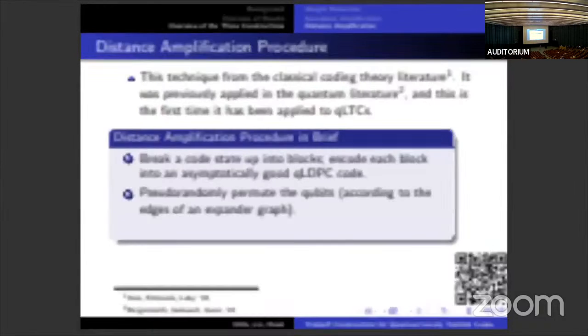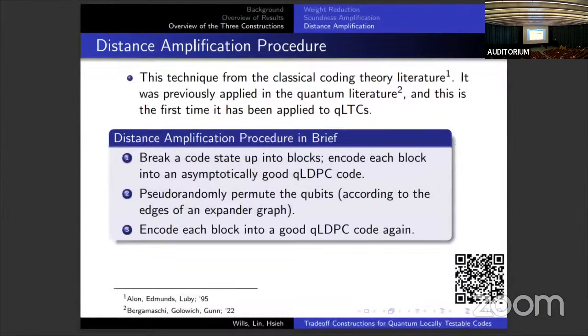The idea is if you have your original code, then you break up your code into different blocks. Then each block you further encode into an asymptotically good QLDPC code. You then mix all of the qubits up according to the edges of an expander graph, which gives this nice pseudo-random mixing. And then you further encode each block. So again, each block gets encoded, everything gets mixed, and then the blocks get encoded again.